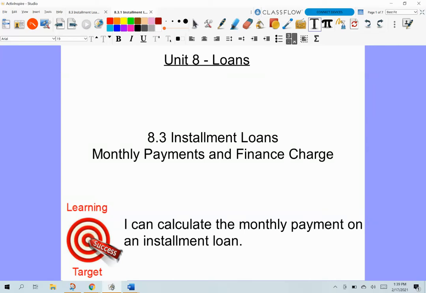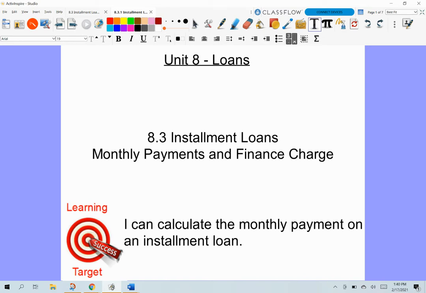Okay, so at some point in your life, you're probably going to have to finance something, whether it be a new or used car, a house, some big purchase that most people don't have the cash in pocket to pay for. So you contact some sort of lending service, a bank, a credit union, something like that, and you acquire what's called an installment loan.